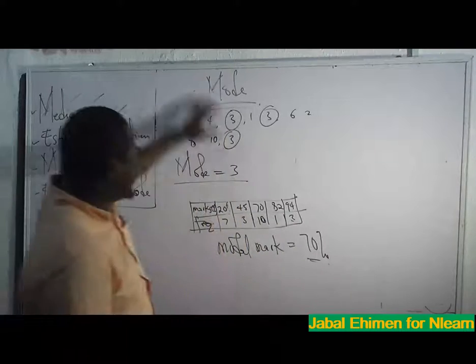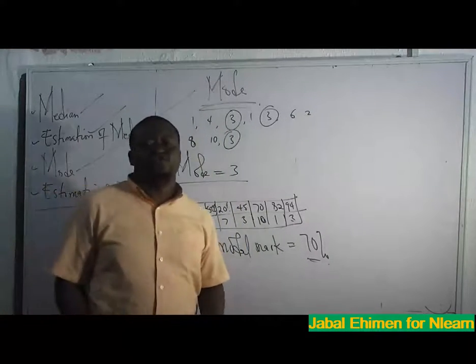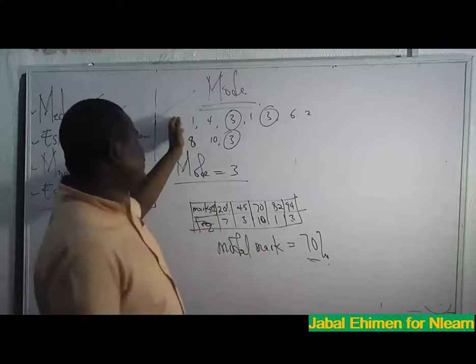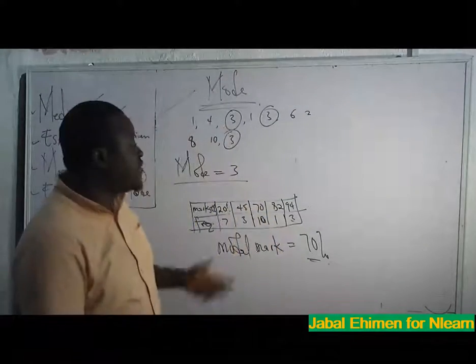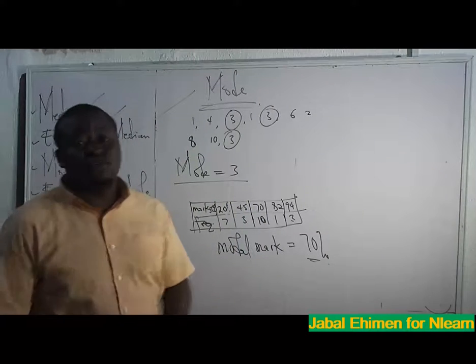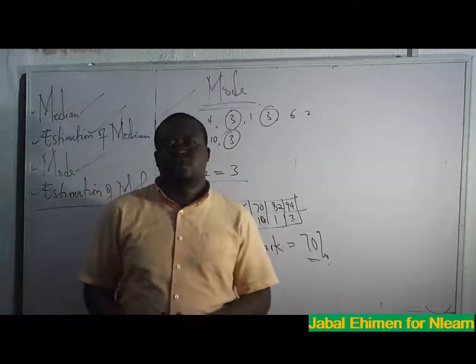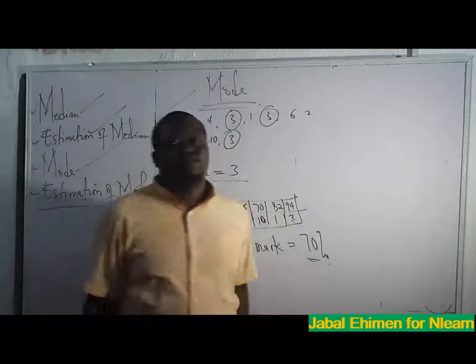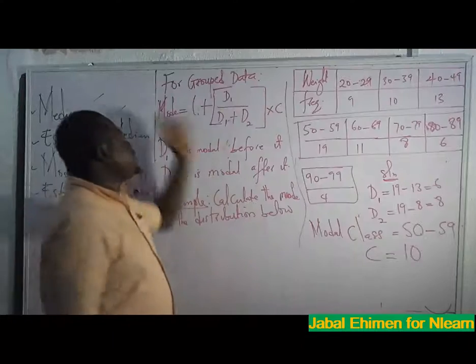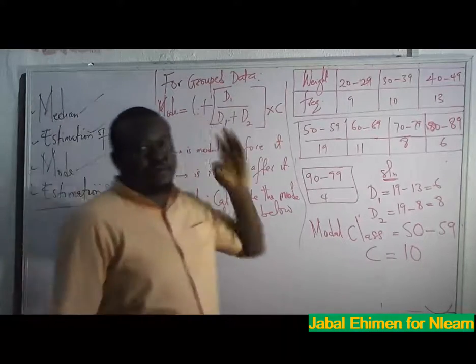But this mode that I've discussed now and its estimation has everything to do with ungrouped data. The data I just talked about are ungrouped, they are scattered. But what about a case when we have to find the mode for data that are grouped? Now let's consider the mode of grouped data.